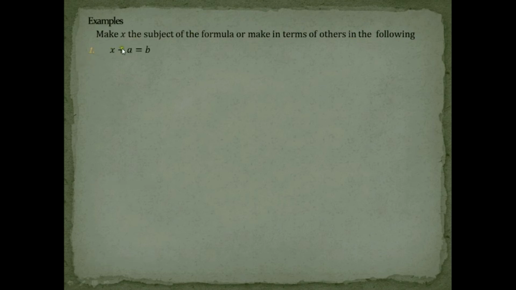Now the first one, x plus a equal to b. The solution is very simple. If we have x plus a equal to b, what do we do? What is disturbing x? It's the plus a, so we move it to the other side. And what happens? x equals b minus a. Because x is standing alone, x has been made the subject of the formula. As simple as that. Now number two, a minus x equal to b.